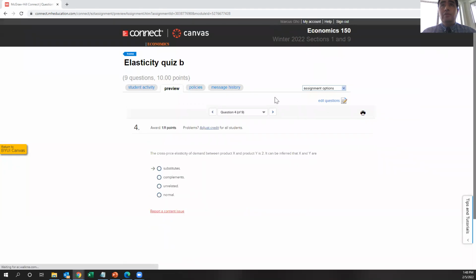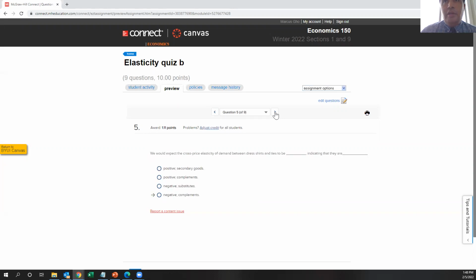Let's go to number 4. The cross price elasticity of demand between X and Y is 2. It can be inferred that they are substitutes. So the change in quantity of one is positive and the change in price of the other would have to be positive for the whole thing to be positive, or they're both negative. So if they're both positive, they're substitutes.